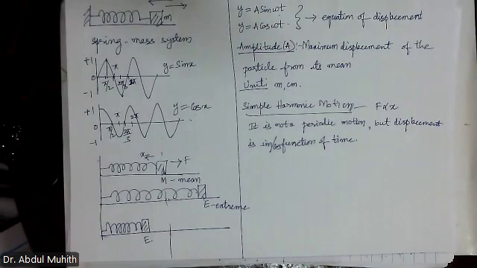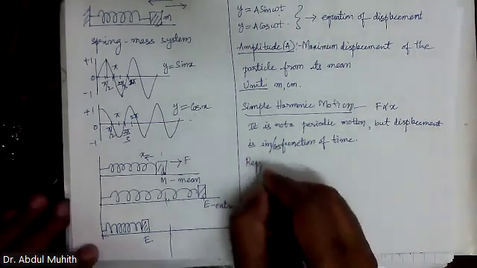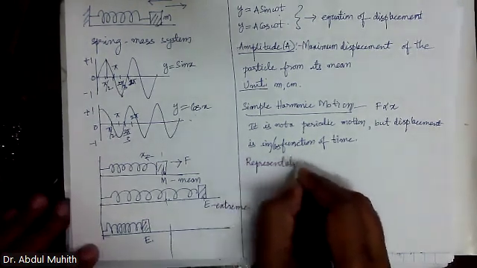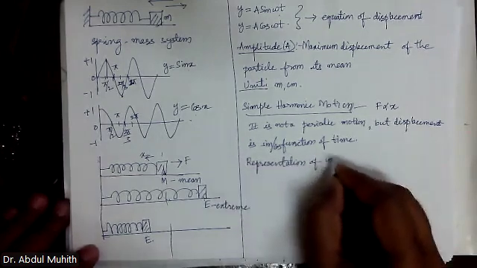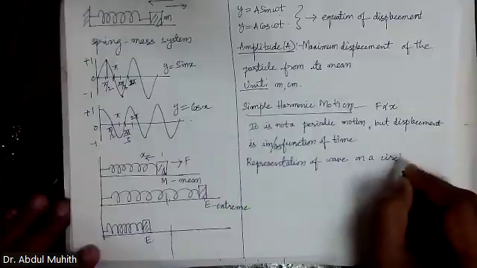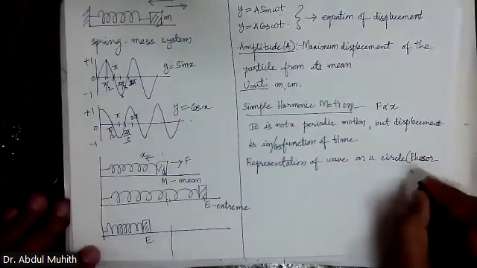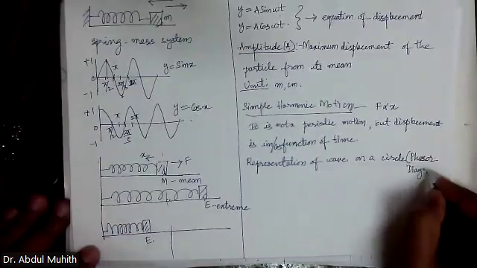Now, before going to that, we will discuss angular speed, angular frequency, angular velocity and phase concepts. And the representation of a wave on a circle. This is also known as a phasor diagram. Very, very important for grade 12.